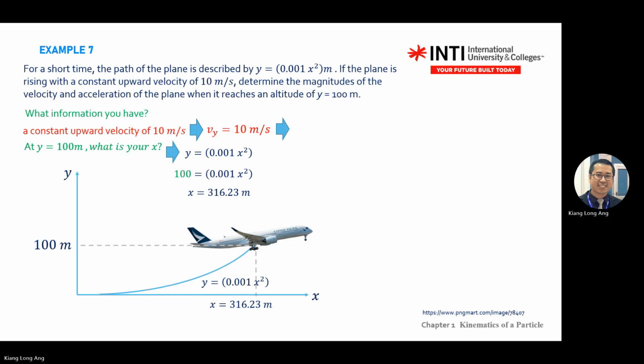Try to think. You can, right? You know that you are climbing at 10 meters per second and you want to reach 100 meters. How long does it take to reach 100 meters? 10 seconds. It means the whole motion happened in 10 seconds, from here to here. Make sense?